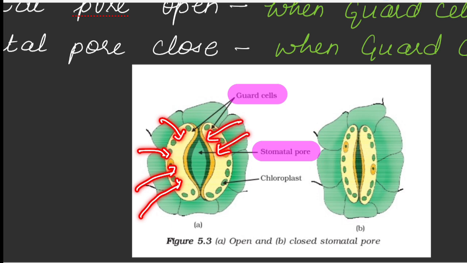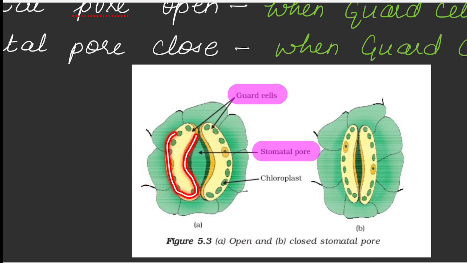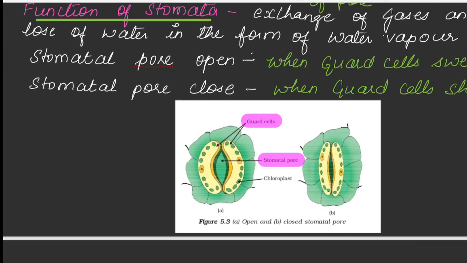So when it enters, what will happen is this will bulge like this. So bulge meaning is swelling. So the guard cells will swell. Why is it swelling? Because water is entering into it. Therefore it is swelling. So when it swells, this stomatal pore will open. So this is the reason.